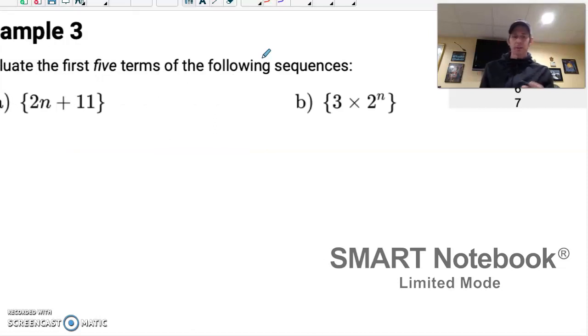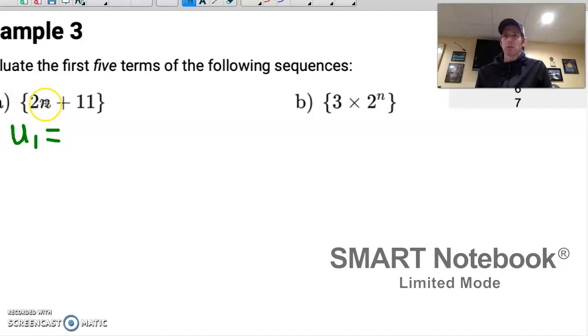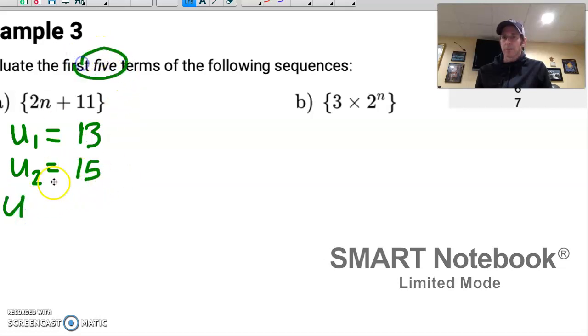Here we go. This wants us to evaluate the first 5 terms in the following sequence. So like fancy notation would mean I would have U1 equals, and I put a 1 in here, which would give me 2, plus 11 is 13. The second term in this sequence, I'll put a 2 in here. 2 times 2 is 4. 4 plus 11 is 15. And I would do the same thing with 3. And it wants us to do 5 terms, so this is only the third term. Put a 3 in there, I get 6. 6 plus 11 is 17.